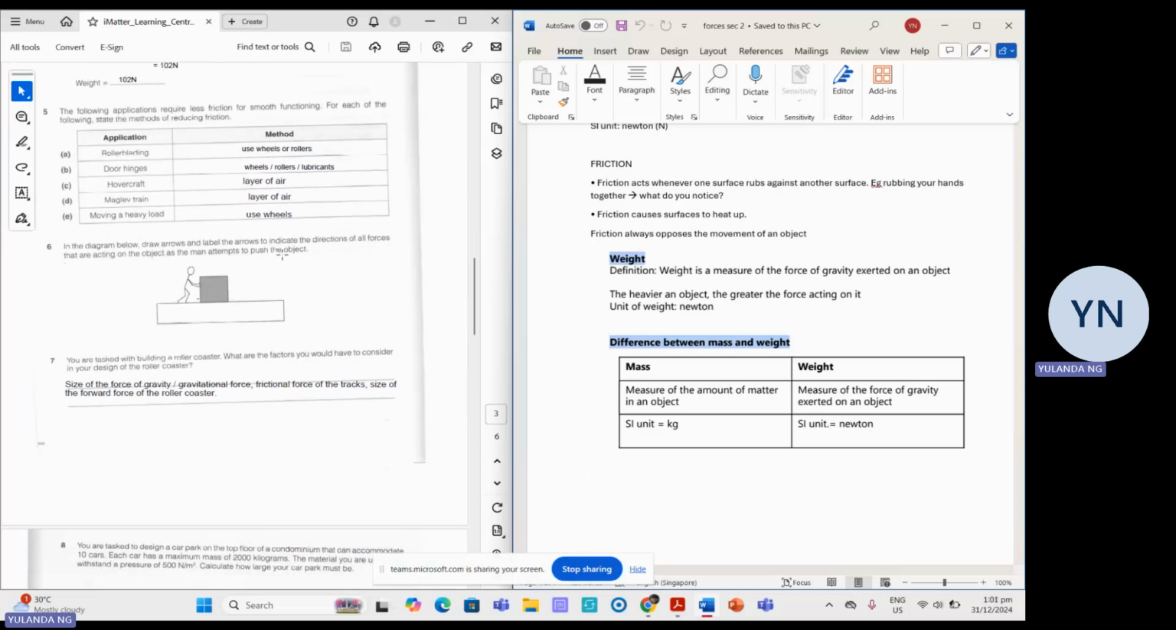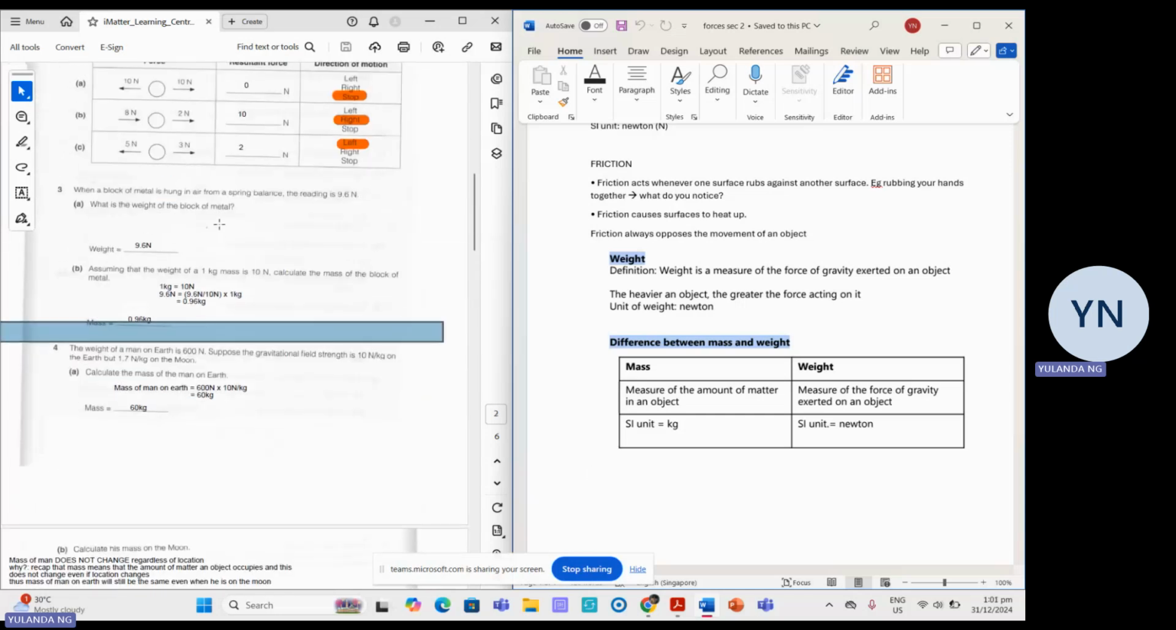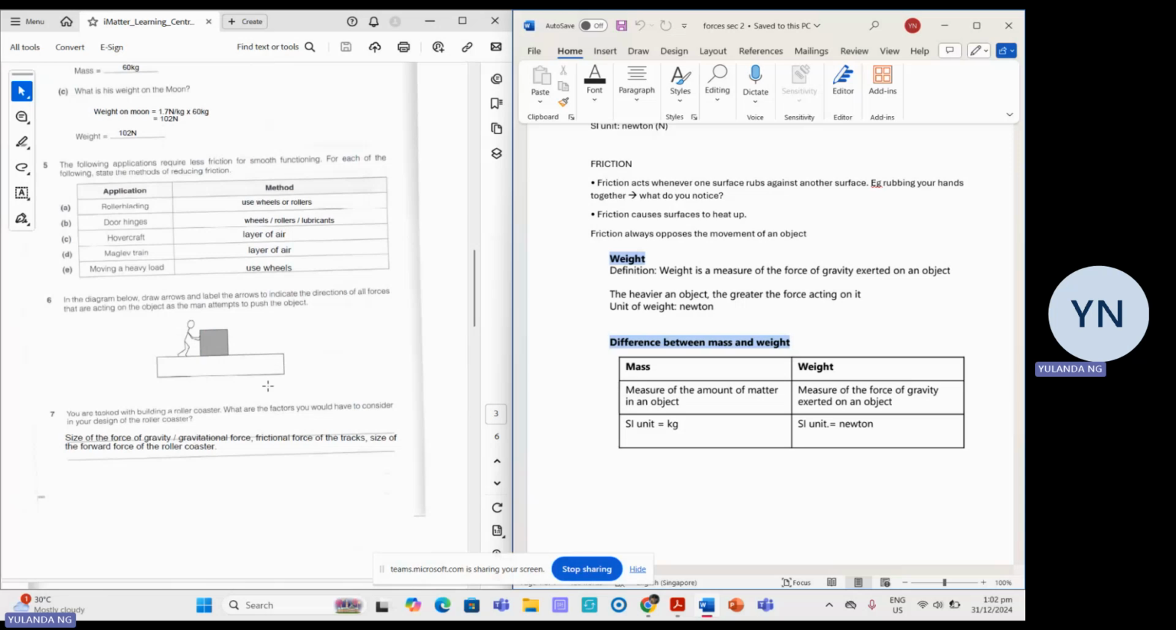But I want you to try this question first. So what are the 3 forces? 3 forces that you should name, and the 3 correct directions. The 3 forces should be gravitational force, where we learned over here, gravitational field strength. Secondly, you have frictional force.